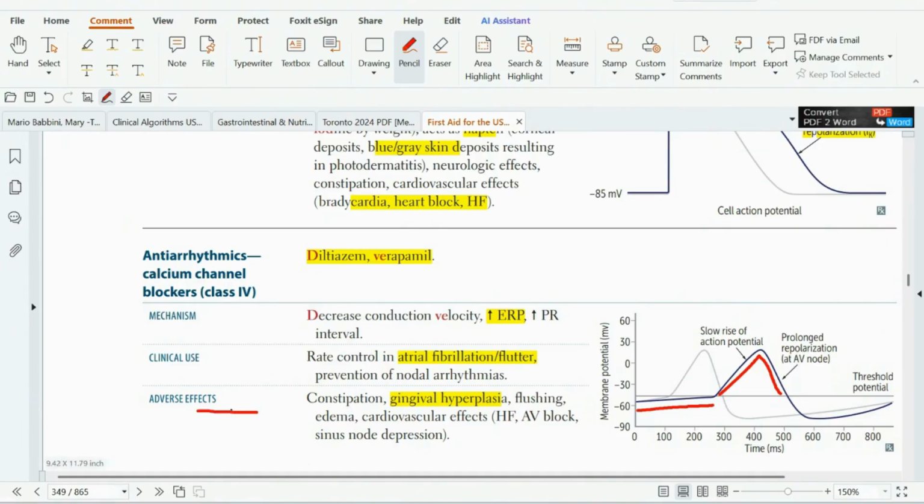So adverse effects are the same with all CCBs, but now you see constipation, very, very important. Gingival hyperplasia, similar to phenytoin. There's a couple more drugs that lead to gingival hyperplasia, but if your antiarrhythmic is leading to gingival hyperplasia, make sure you change it. Wait, what's gingival hyperplasia? Blackening or bleeding? No, your gums are just becoming hypertrophied. Thicker? Yeah, thicker.